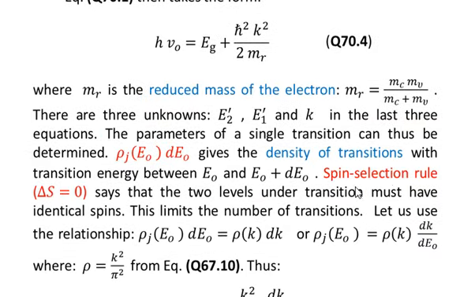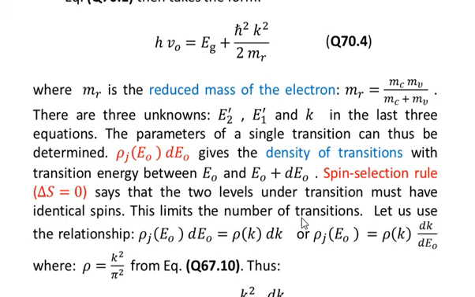Now we are going to apply the spin selection rule, which says that delta S is equal to 0, that is, the change in spin between the states in the conduction band and the states within the valence band will be 0. That is, both states will have the same spin. So delta S equal to 0 says that the two levels under the transition must have identical spins. This limits the number of transitions because we have applied some restrictions.